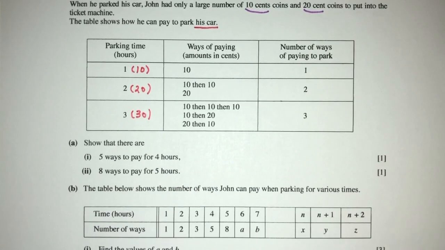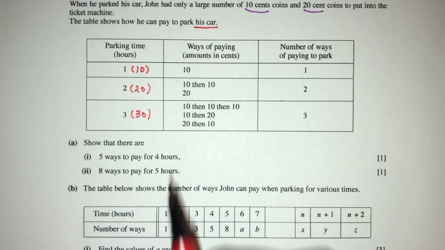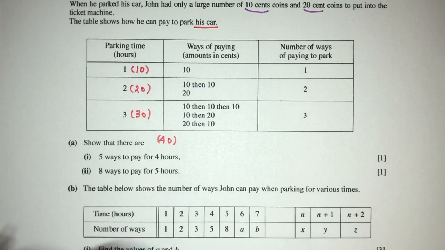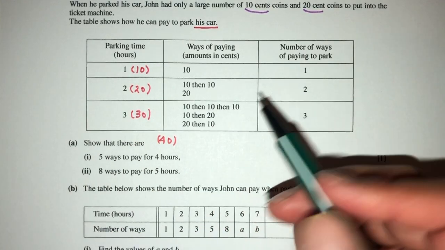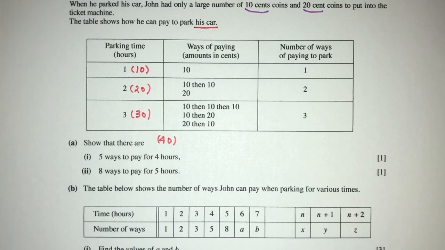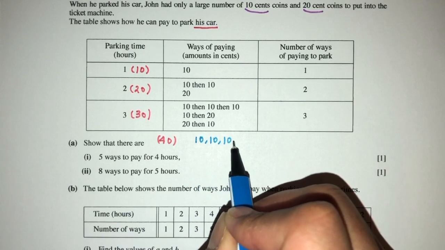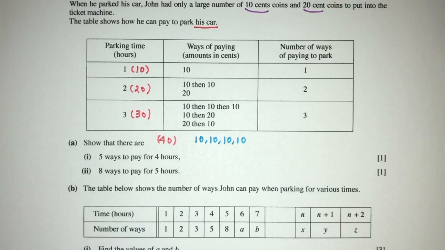Now for part A, we have to show there's 5 ways to pay for 4 hours. So let's show this. First thing we have to understand, for 4 hours we are planning to pay 40 cents, right? Now, one way to pay is pretty easy. Let me write this down. That should be 10, 10, 10, and 10. That is one way to pay.